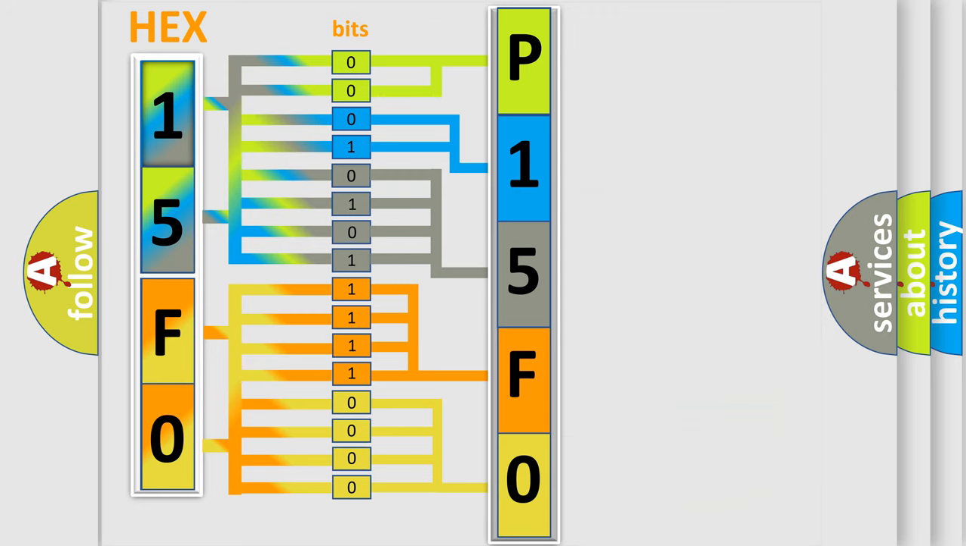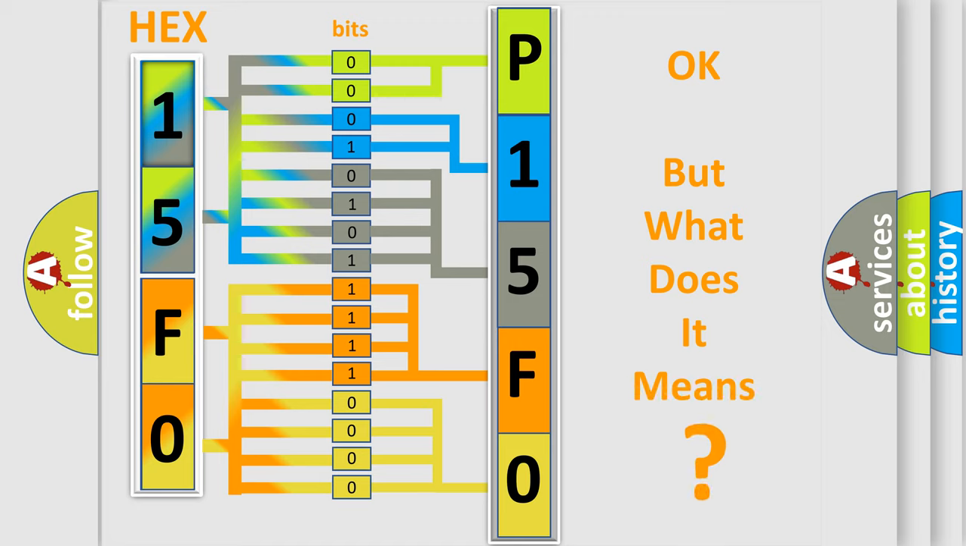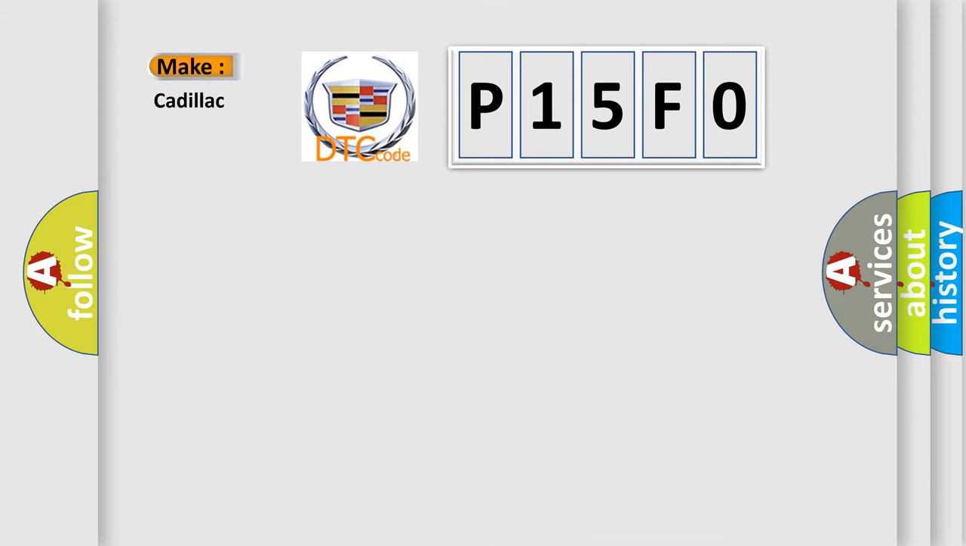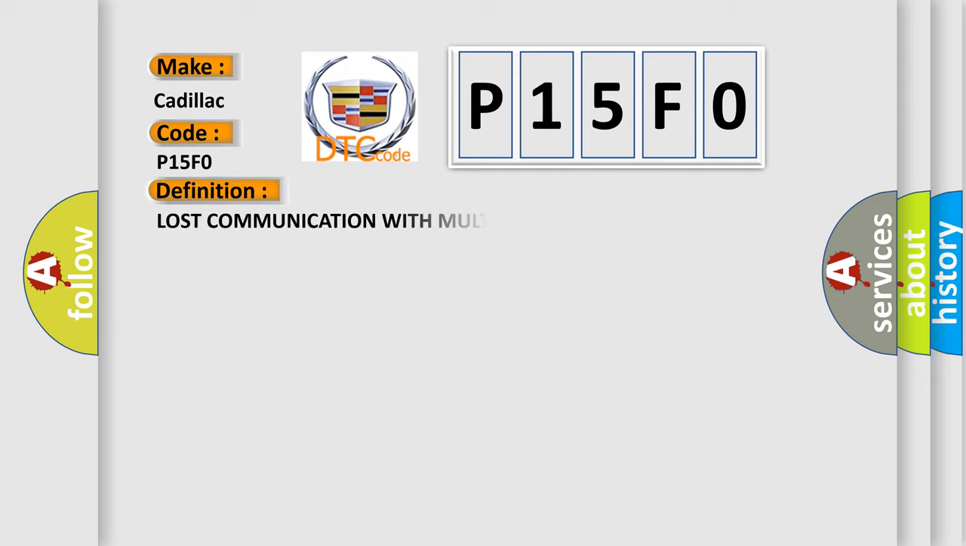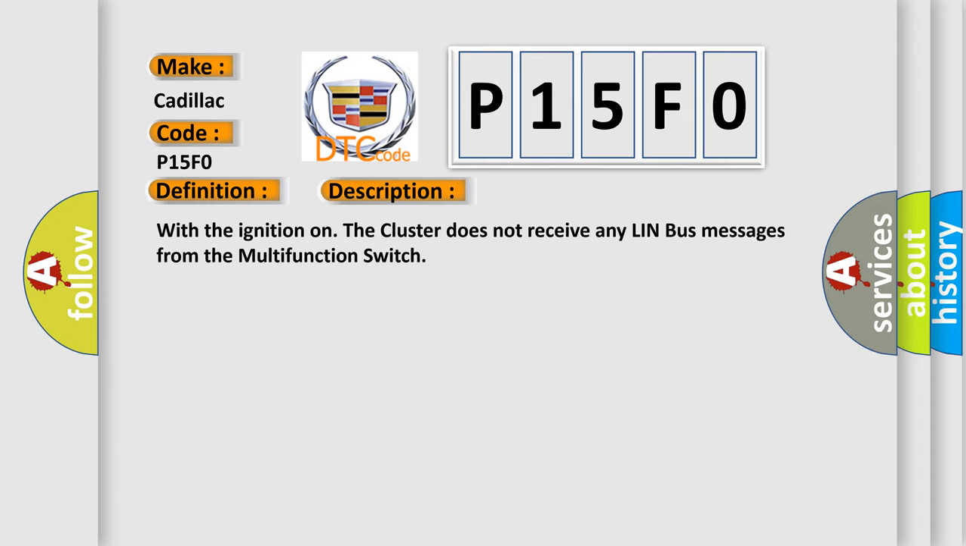We now know in what way the diagnostic tool translates the received information into a more comprehensible format. The number itself does not make sense to us if we cannot assign information to what it actually expresses. So, what does the Diagnostic Trouble Code P15F0 interpret specifically for Cadillac? The basic definition is lost communication with multifunction switch. And now this is a short description of this DTC code. With the ignition on, the cluster does not receive any LIN bus messages from the multifunction switch.